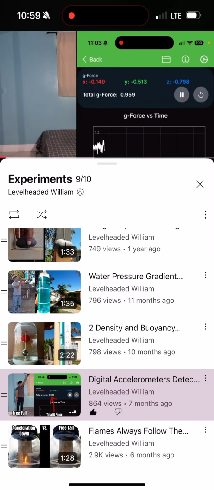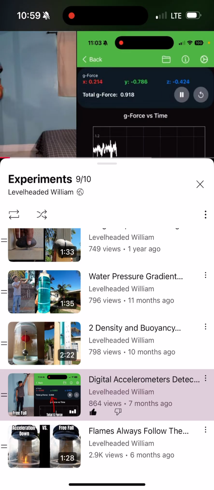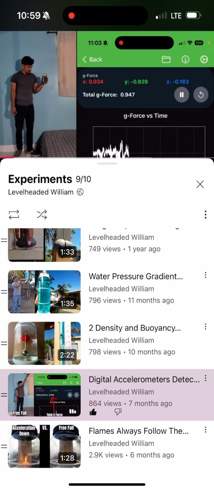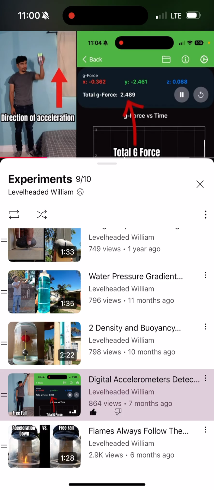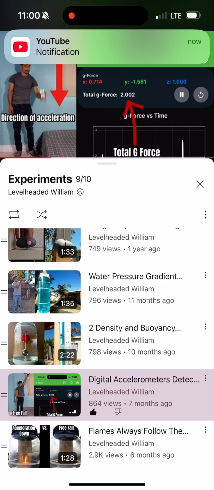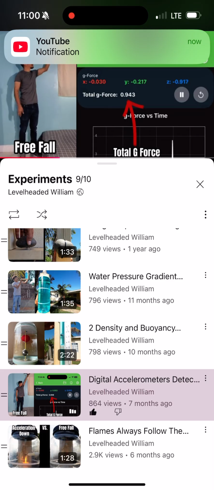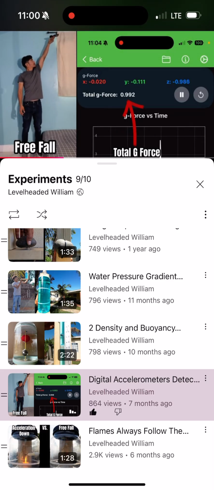A digital accelerometer is a device that detects the presence of a force or acceleration. For example, when at rest and connected to the earth, it detects 1 g-force. As soon as I accelerate it from being at rest, the accelerometer detects that acceleration by increasing the g-force. Whether I accelerate it to the right, to the left, up, or down, the accelerometer will always detect the acceleration 100% of the time.